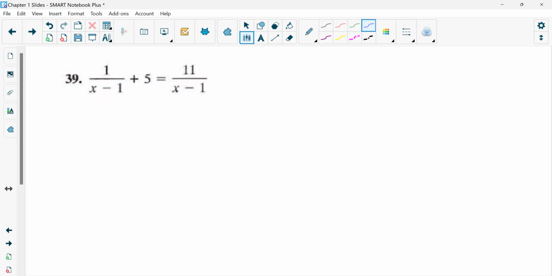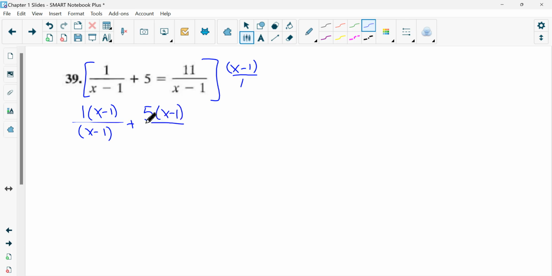All right, so if we look at this one, our common denominator is going to be x minus 1. So we're multiplying our entire equation by x minus 1 over 1. So we'd have 1 times the quantity of x minus 1 over x minus 1, plus 5 times x minus 1, that'd be over 1 then, equals 11 times x minus 1 over x minus 1.